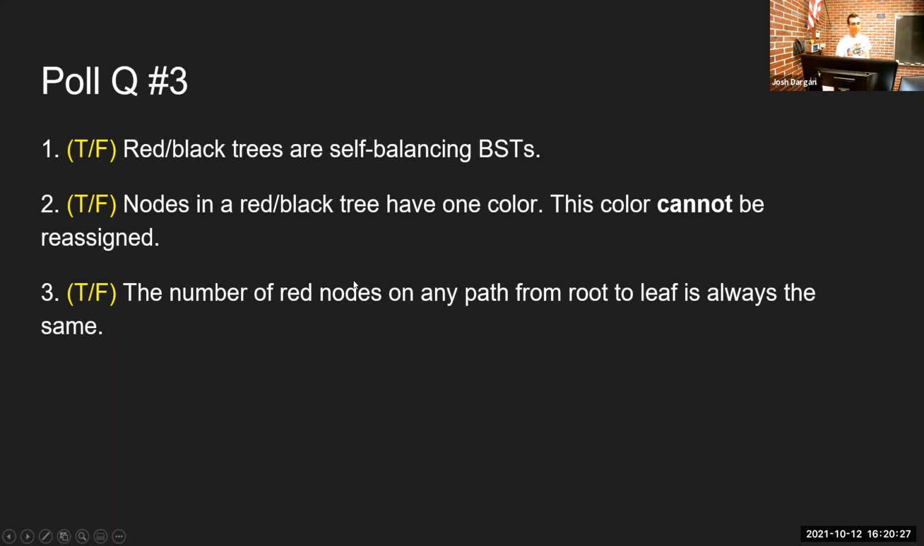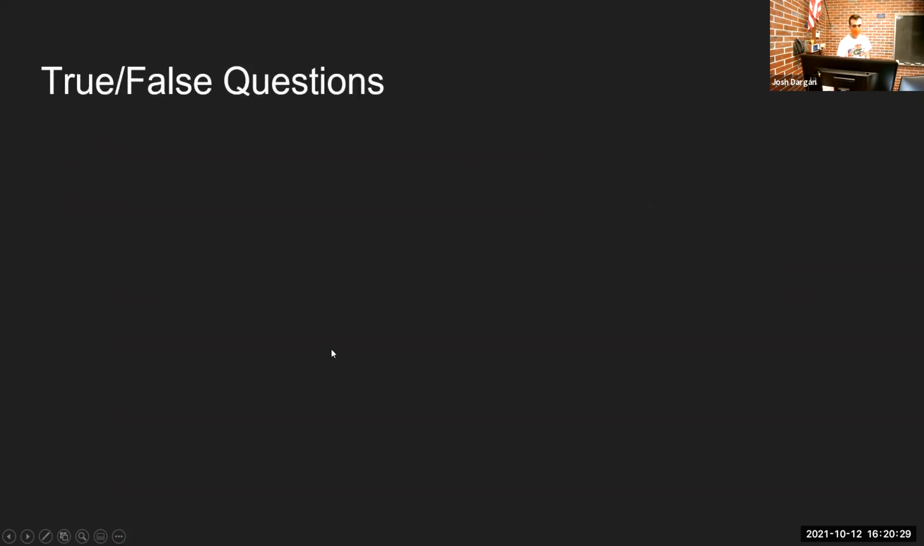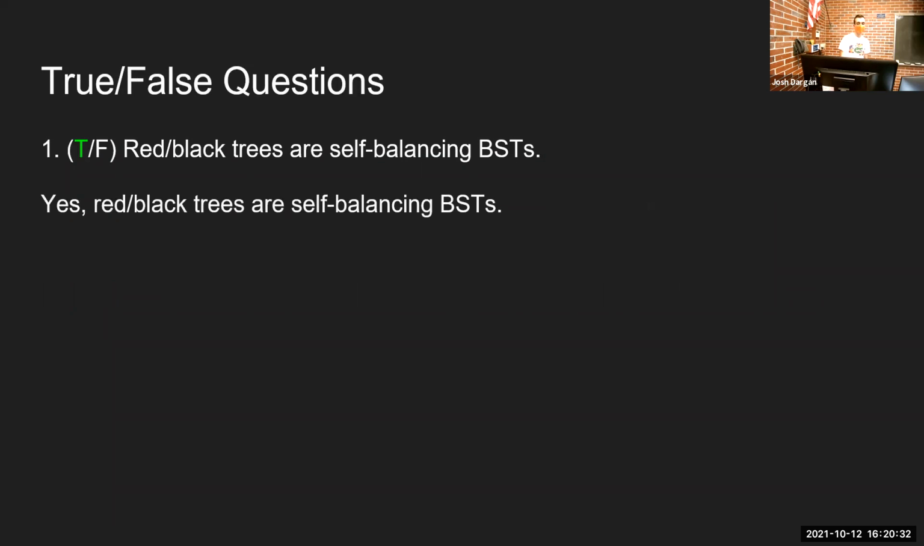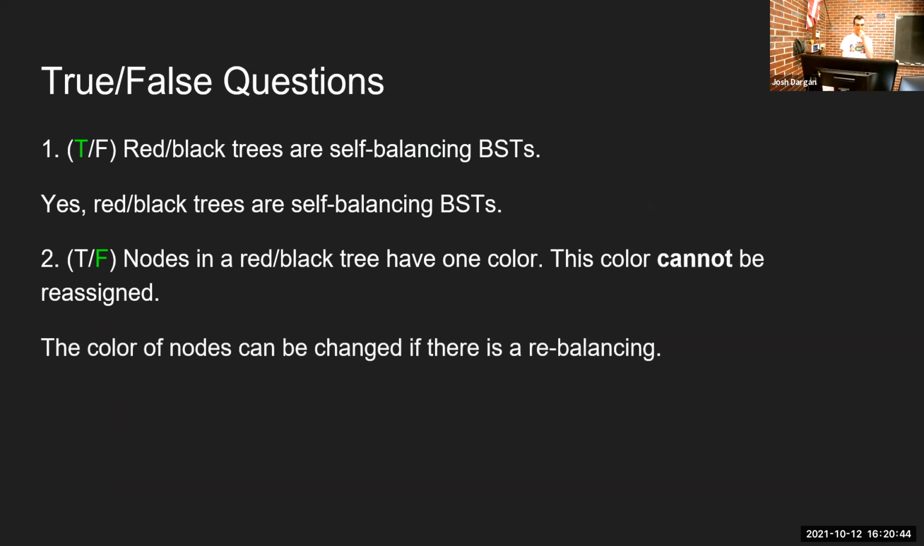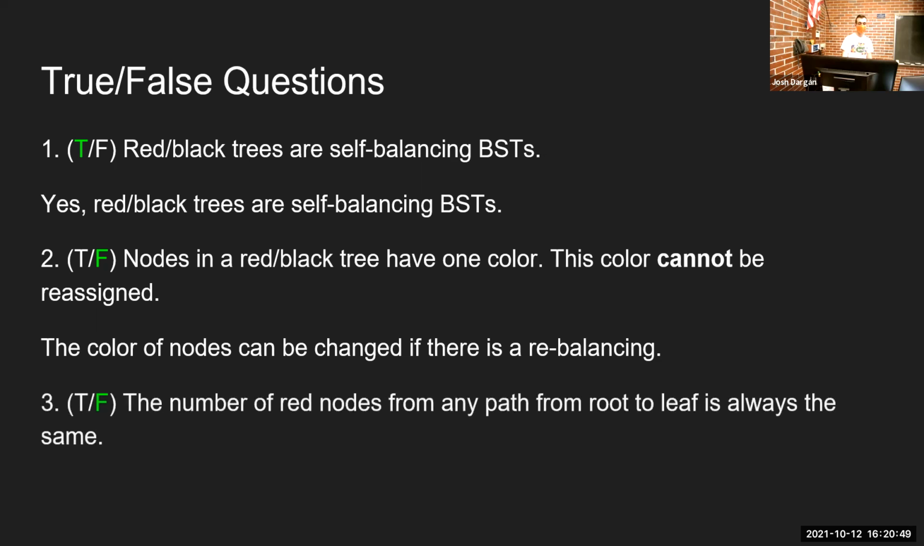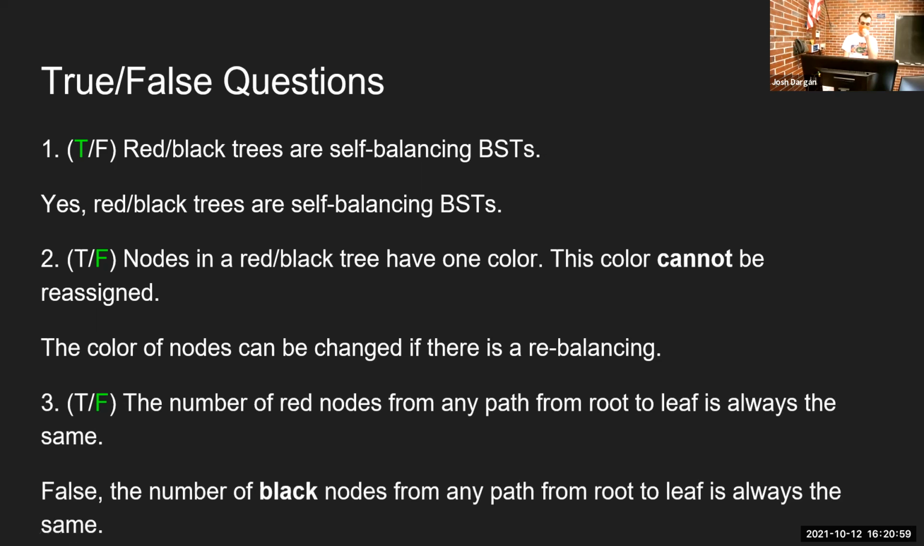So, yeah, why is this not going? Okay, so red black trees are self-balancing binary search trees. A node does have one color, so it's either red or black, but the color can be reassigned. So the color of the nodes is changed when there's a rebalancing. And the number of red nodes from any path from root to leaf is always the same. That's false because it's black nodes instead of red nodes.